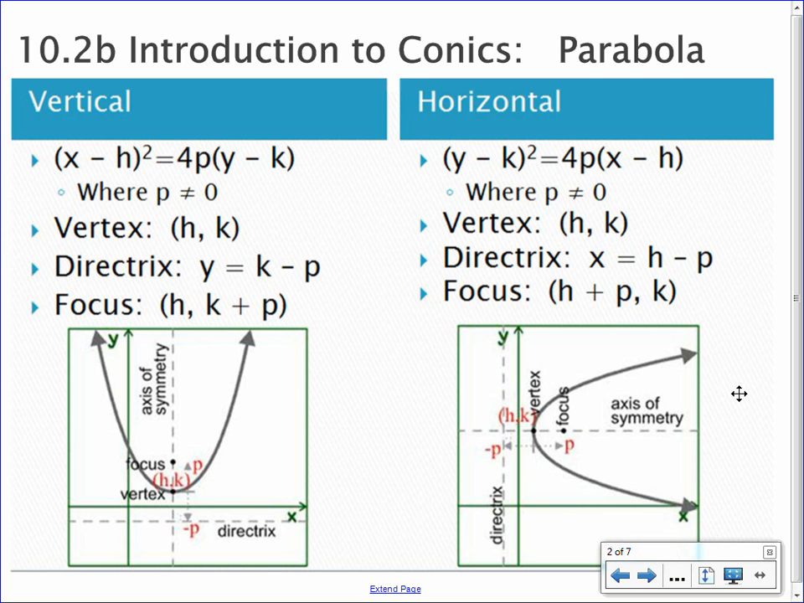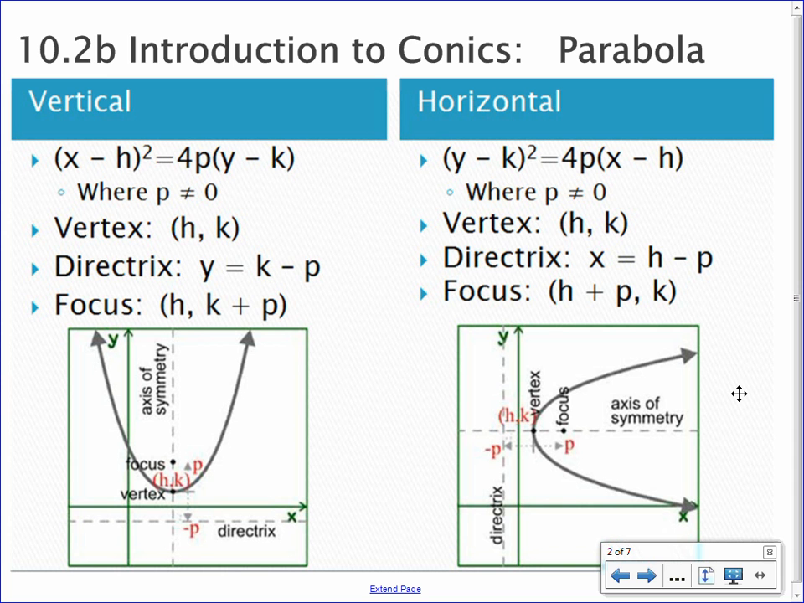We talked about yesterday. You have this written down already. Okay? If our parabola opens vertically, this is our standard form where the x is being squared, the y is the linear term. Okay, our vertex is always (h, k), our directrix and focus are always p away from the vertex along the axis of symmetry.